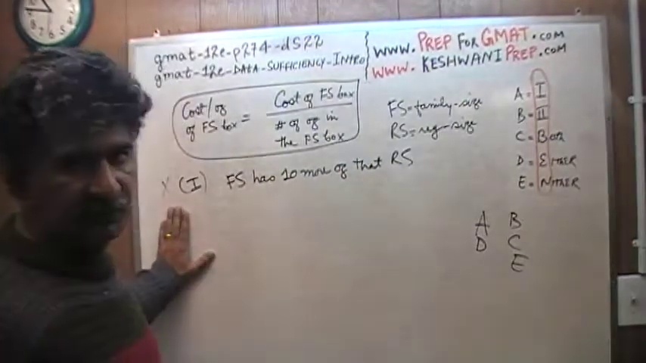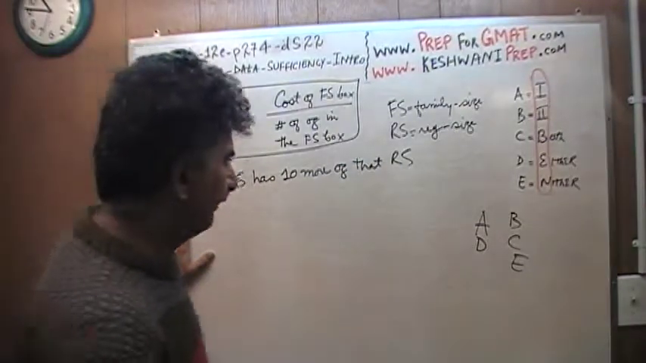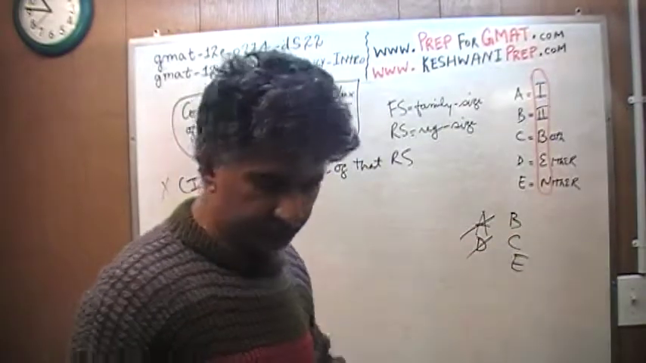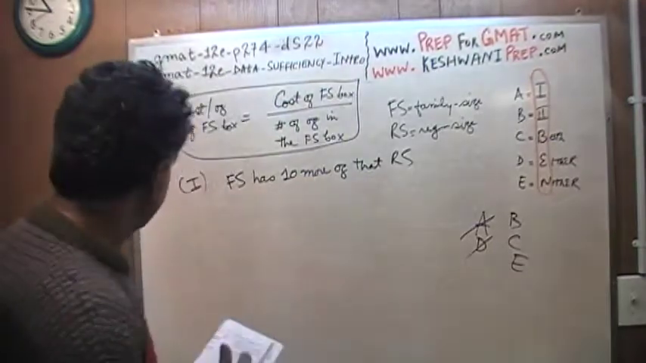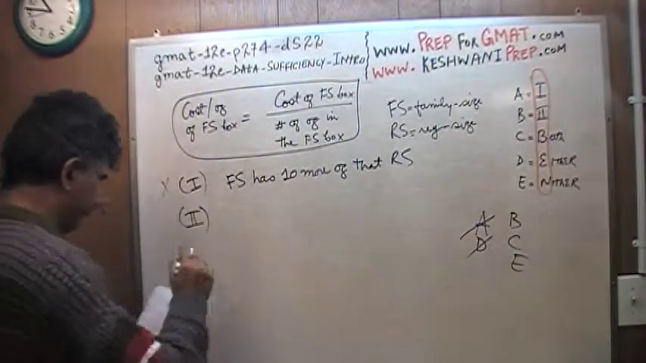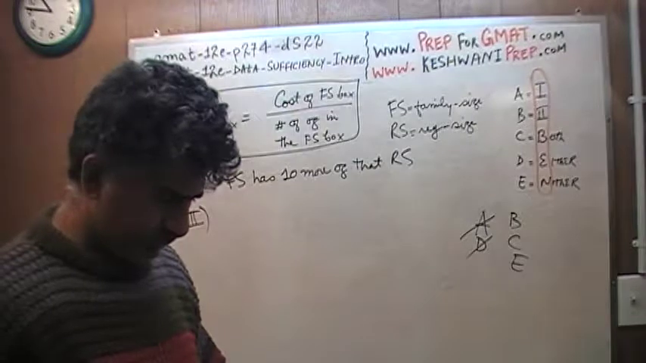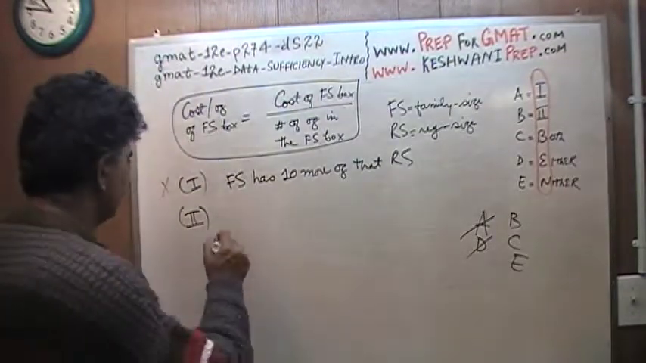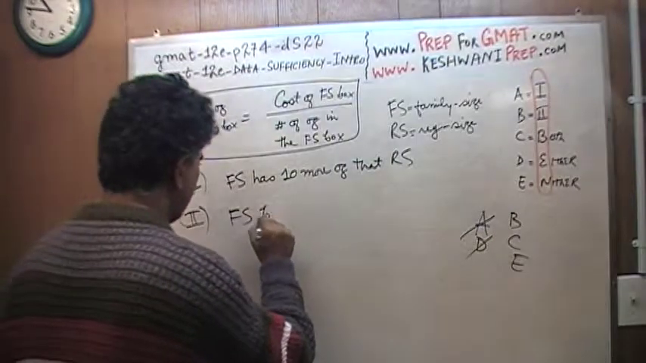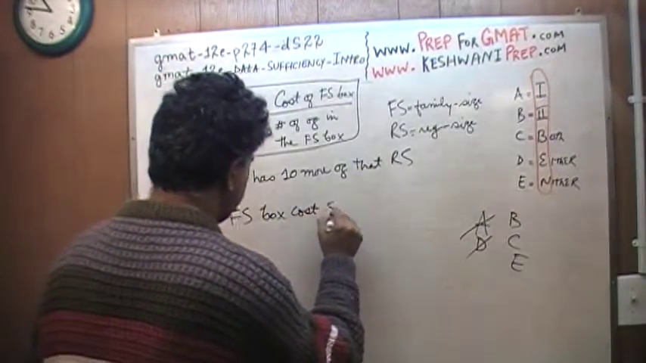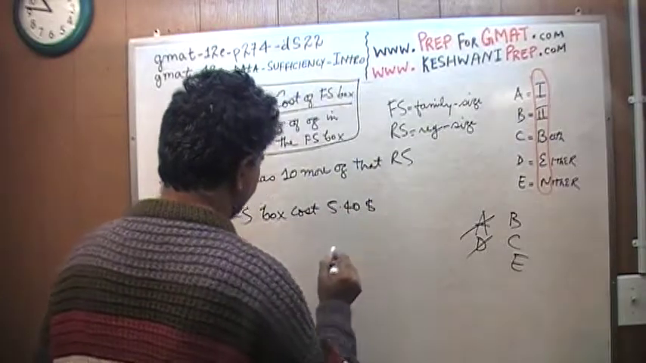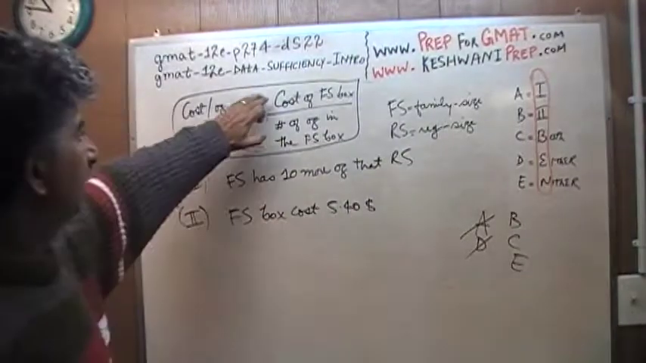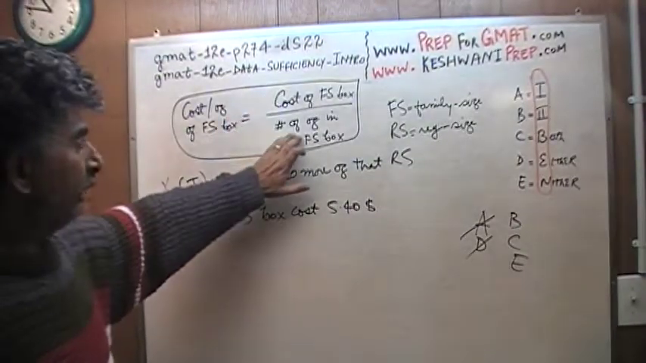So we just found out the first statement by itself does not work, which tells me that the answer cannot be A, nor can it be D. The answer would have to be either B, C, or E. Let's look at the second statement. The second statement tells us the family size box costs $5.40. Well, that's sort of helpful. So now we know the cost of the bloody thing, but we still do not know how many ounces.